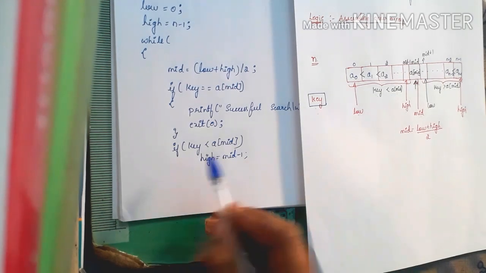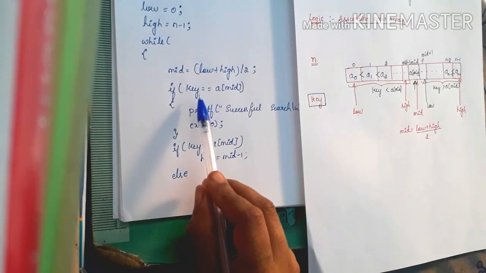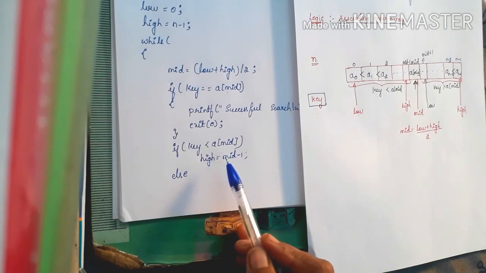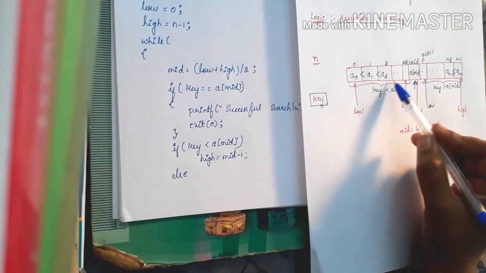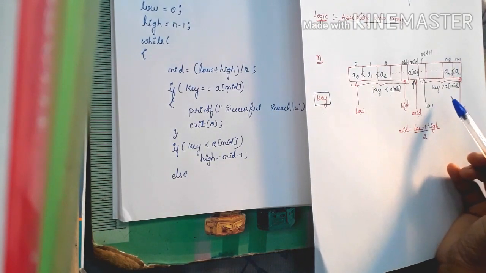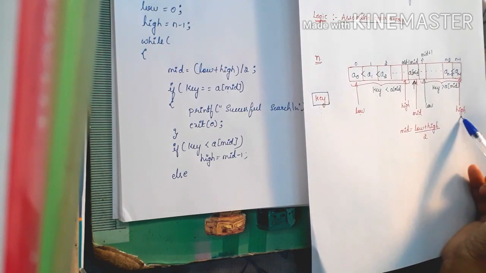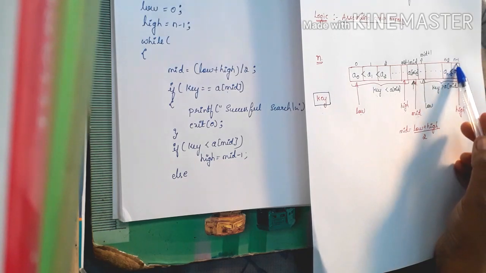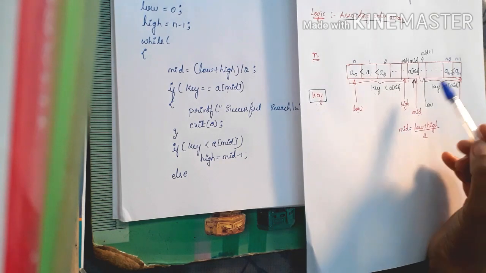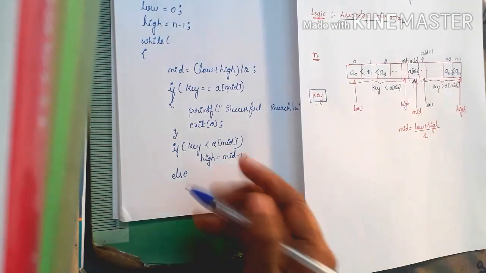In case the key element is not less than the middle element, if the key element is not equal to the middle element and it is not less than the middle element, means what? Obviously it is greater than the middle element. In that case we need to search in the second half of the array. So the position of the last element of the second half of the array, that is the high value, remains the same, that is n minus 1, but only the position of the first element of the second half of the array is changed to mid plus 1, that is, the low value is changed to mid plus 1.